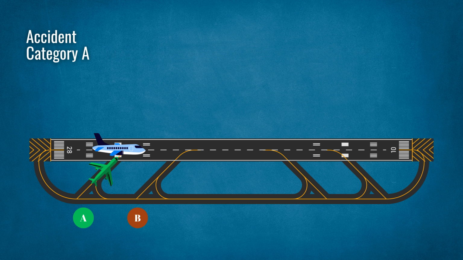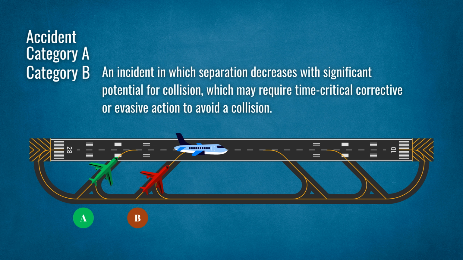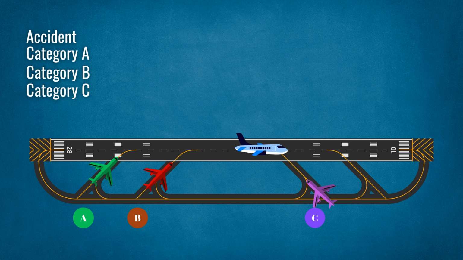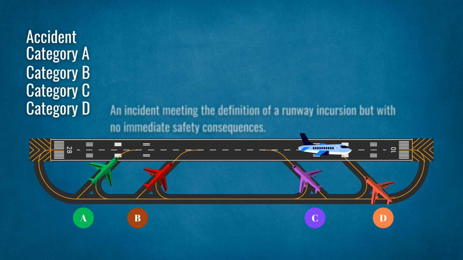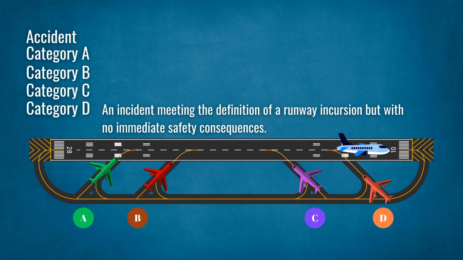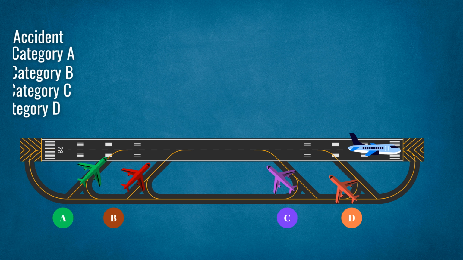3. Category Bravo, an incident in which separation decreases with significant potential for collision, which may require time-critical corrective or evasive action to avoid a collision. 4. Category Charlie, an incident with ample time or distance to avoid a collision. 5. Category Delta, an incident meeting the definition of a runway incursion, but with no immediate safety consequences.